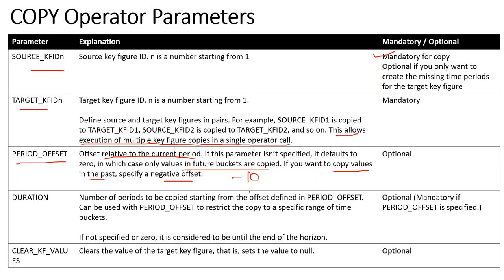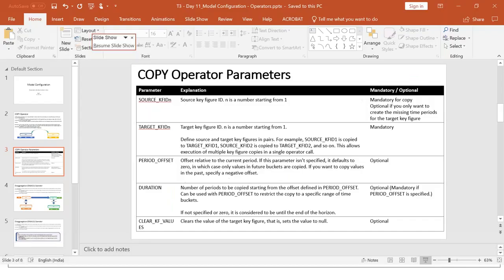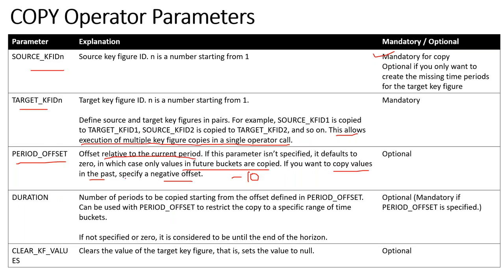When I say 10 periods, you can ask: is it a day, a week, a month? As per the source key figure configuration, if you have selected the planning level as week prod loc cust, that means week is the time period, so it is -10 weeks, the past 10 weeks. If you're copying a key figure like brand forecast, which is at a month level, then -10 means it copies the past 10 months of data from source to target.